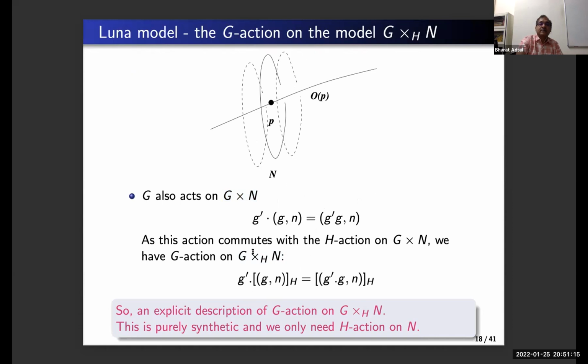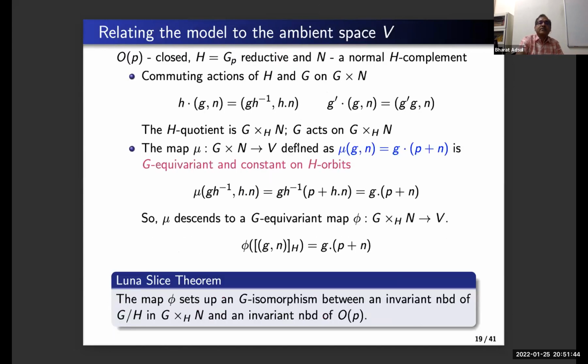If I look at this associated bundle, then g′ moves this equivalence class to this equivalence class. So the G action on this associated construction is also synthetic, and we have an explicit description of the G action here. As I said, all the data we are using is the H action on N. I'm just reviewing what we have done: we have these commuting actions of H and G, we have the H quotient, and we have the G action on the quotient. So we have the model, and we also have a G structure on the model. We are also saying how G will act on this model.